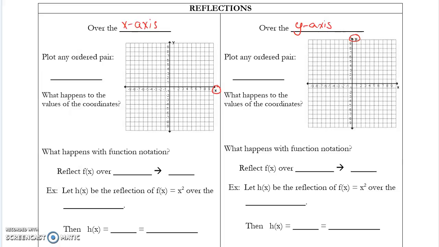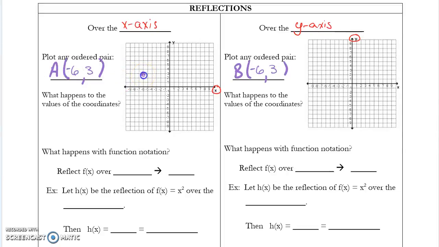First, I want you guys to plot any ordered pair. On the x-axis graph, choose an ordered pair, label it A. On the y-axis graph, choose an ordered pair and label it B. Write down what the ordered pair is. Make sure whenever you're writing an ordered pair, you are writing it in parentheses. For my example, I'm going to use the ordered pair -6, 3.